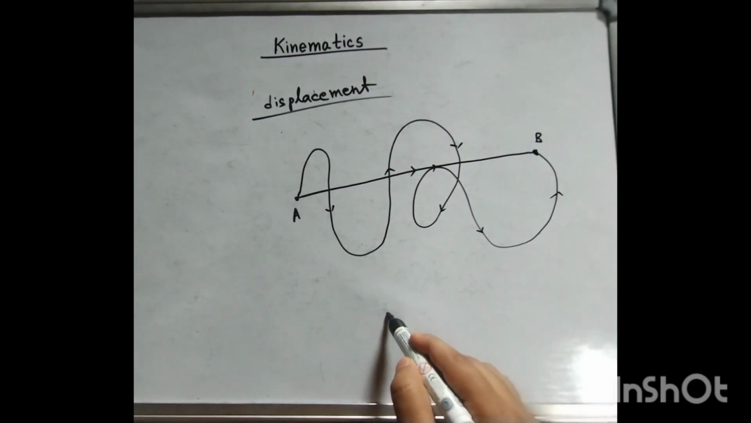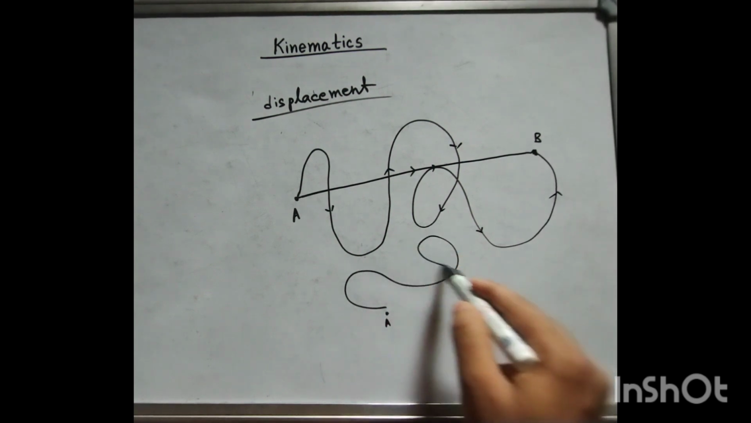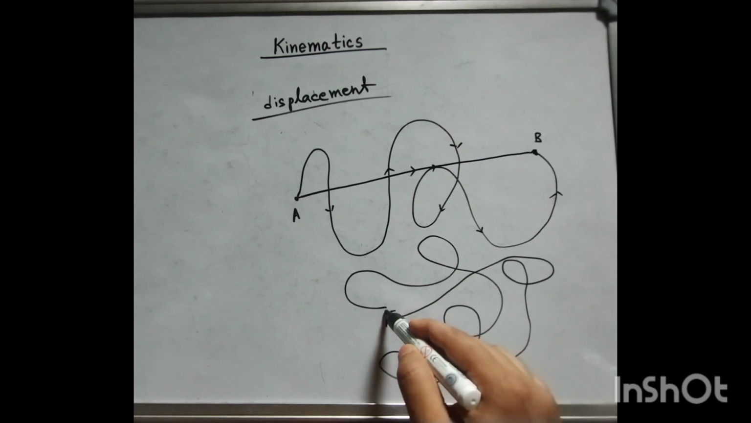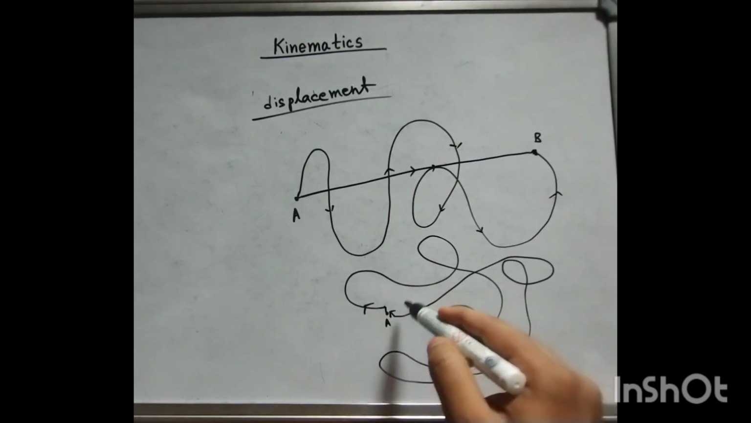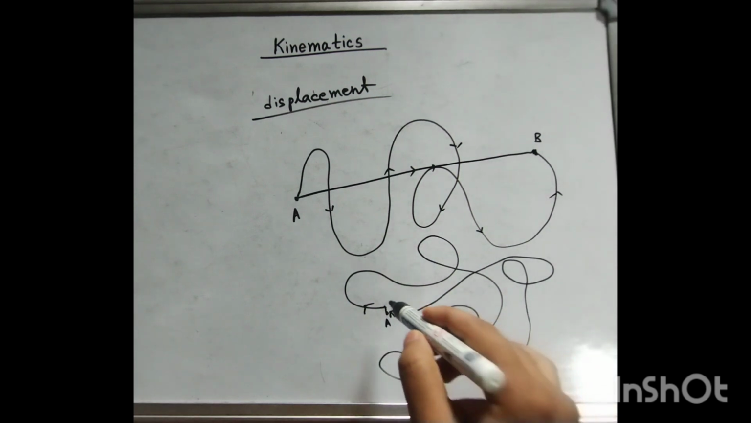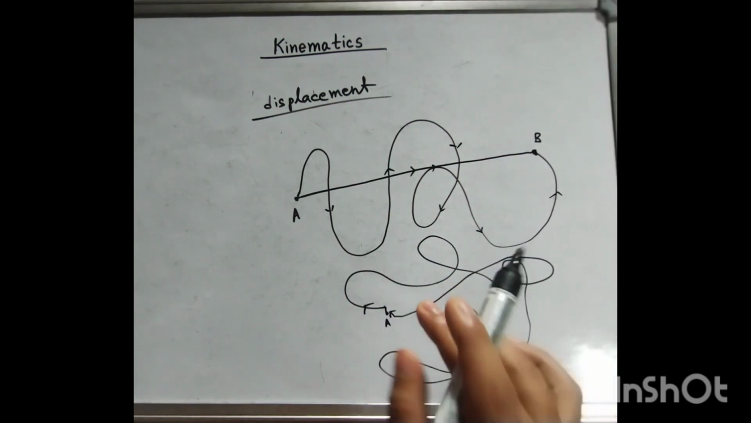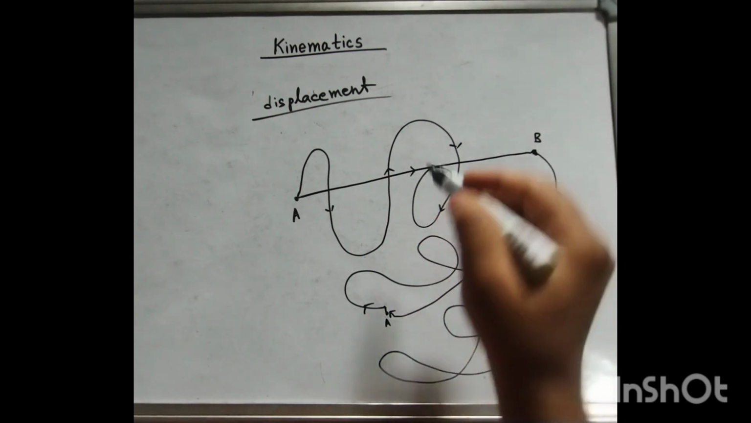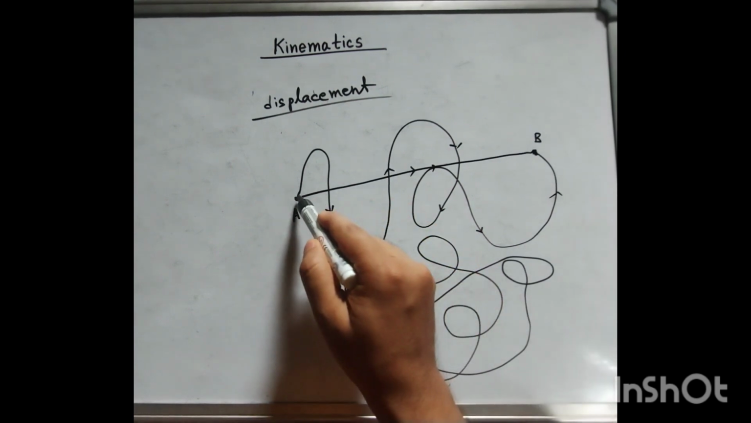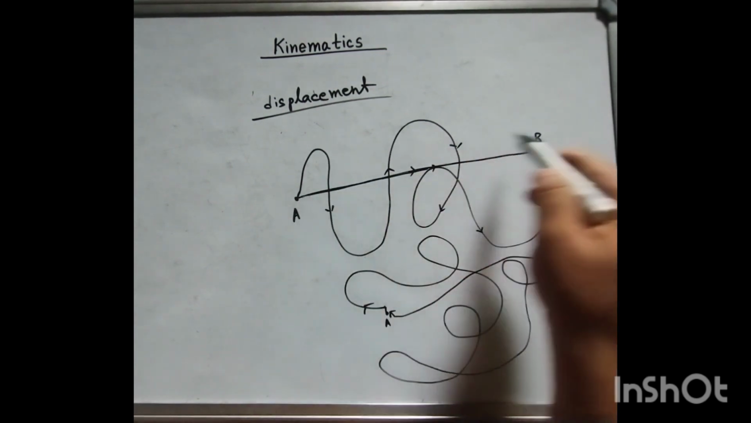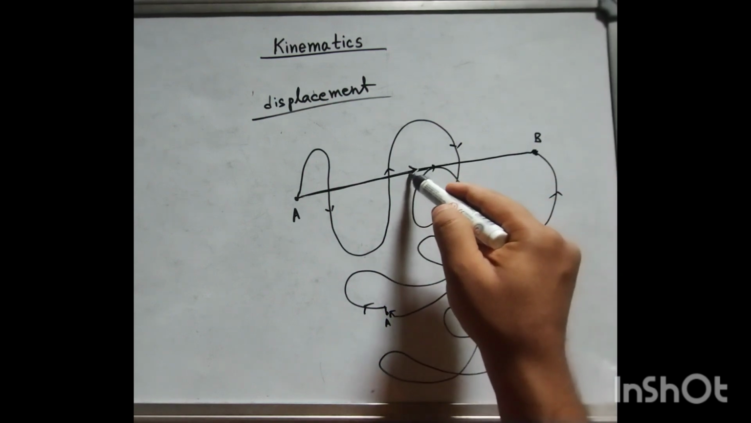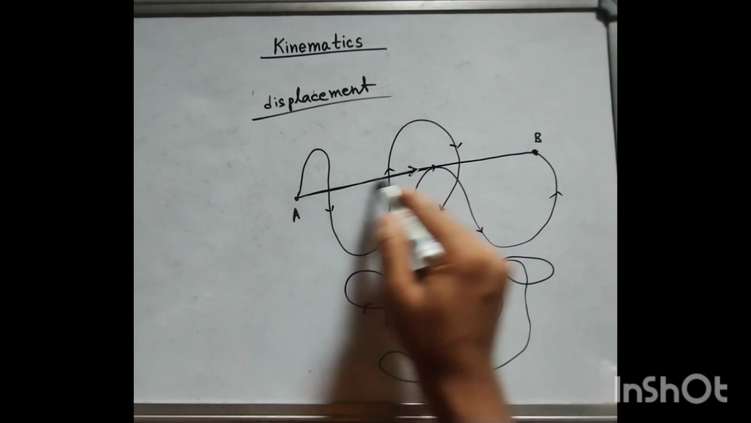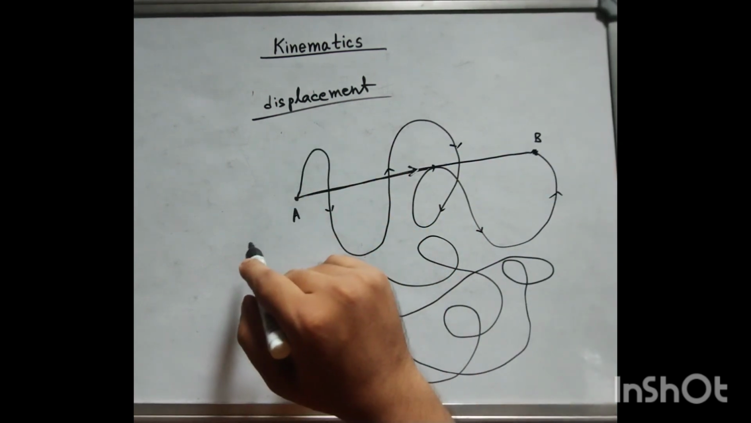Suppose you are here at position A and you move along a long path and ultimately reach the same point A, then your displacement is 0, because your initial point and final point are the same. So this is the concept of displacement. And of course displacement is a vector, because you have your initial position and final position, and that distance. This distance has a measurement, so it has a magnitude and a direction also. So that's why displacement is a vector.